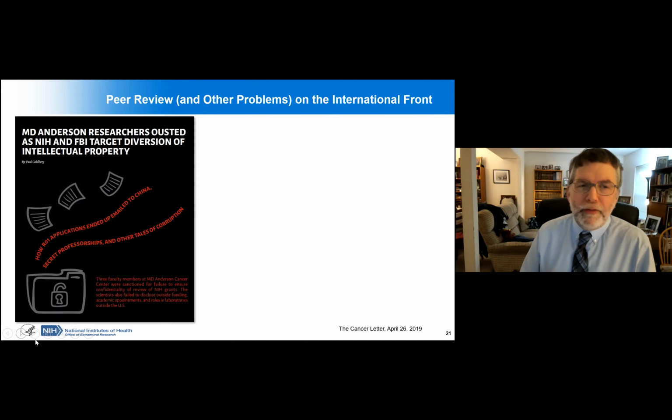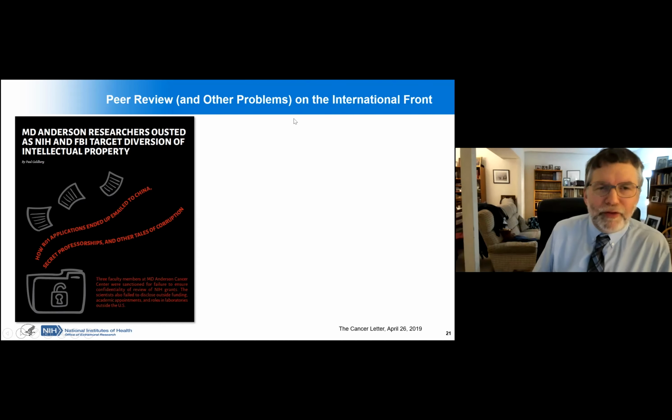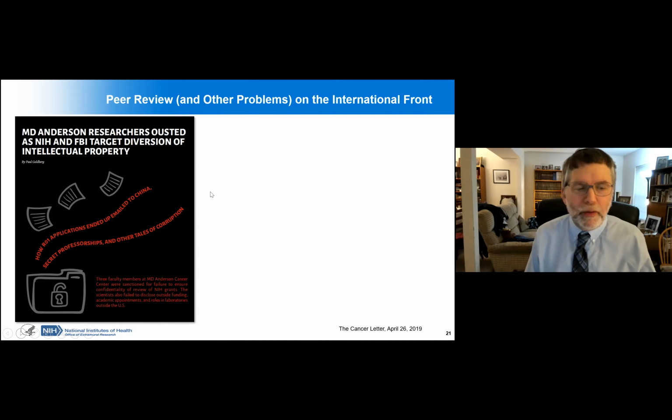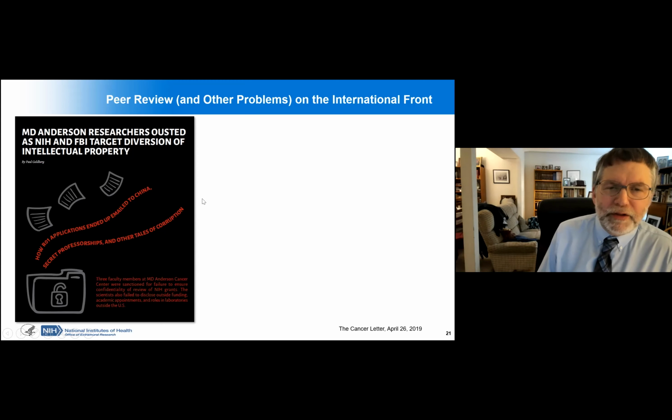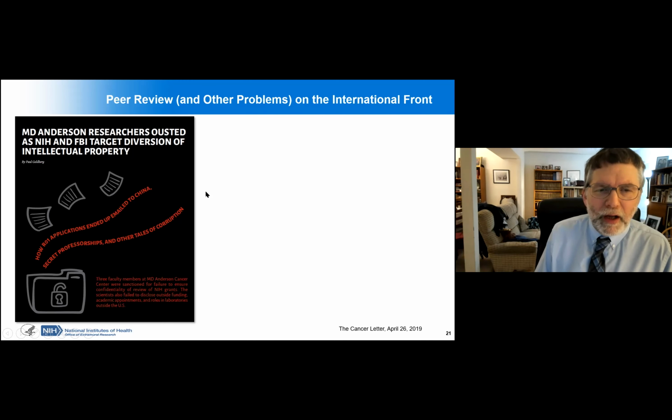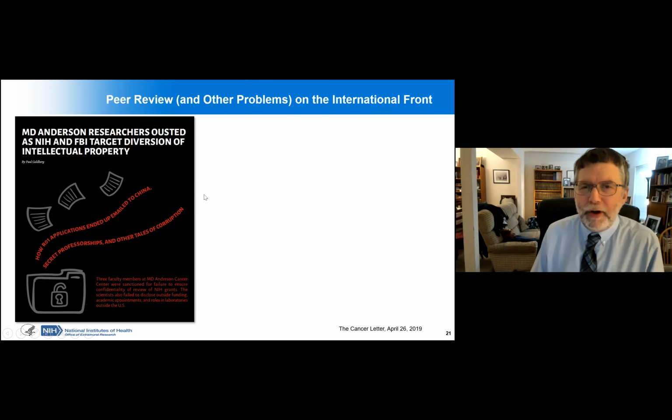All right, another peer review problem, which then segues into the last kind of integrity issue I want to talk about. So this was MD Anderson, and this is from the Cancer Letter. This came out, I think, in April of 2019. And it turned out that there were some weird peer review issues going on there.